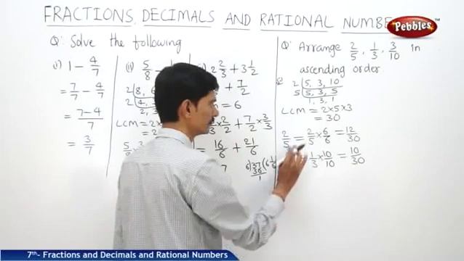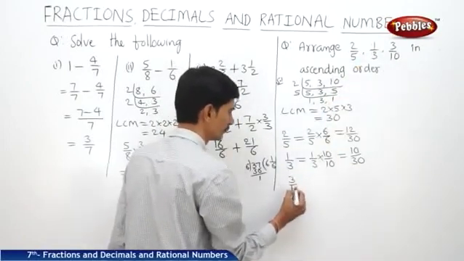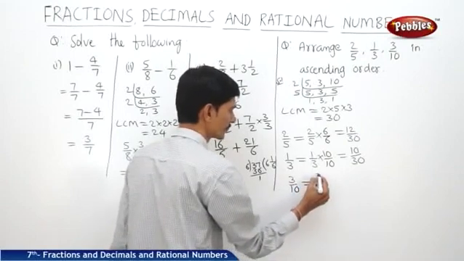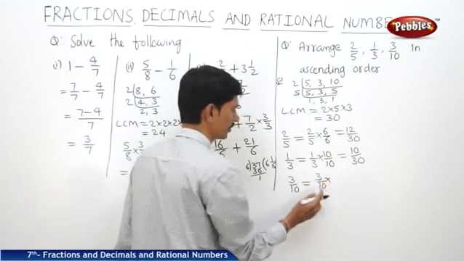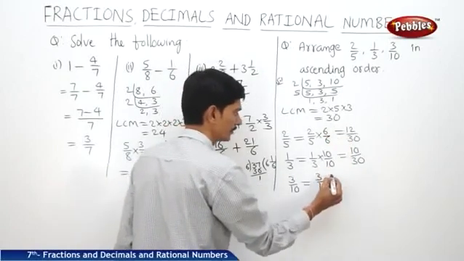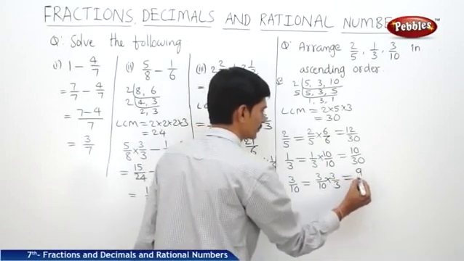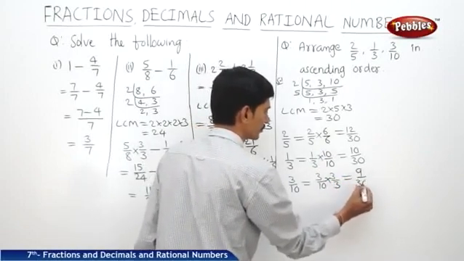Next, the third fraction, 3 by 10. 3 by 10 into... the denominator 10, 3 times is 30. So we multiply both the numerator and denominator by 3. 3 by 3. So this equals 3 threes are 9 by 10 threes are 30.